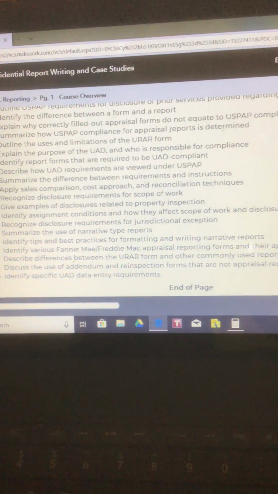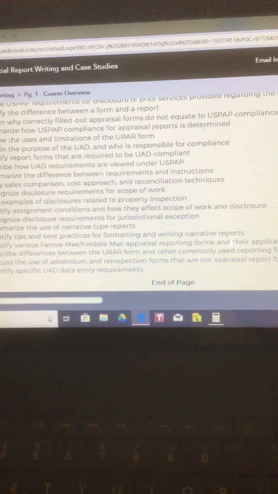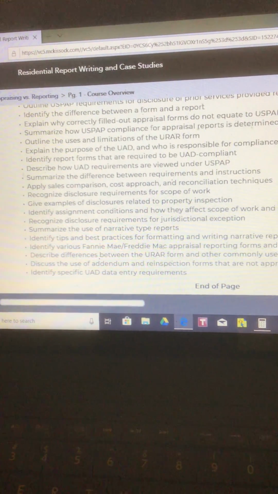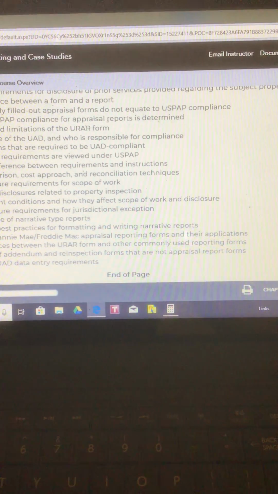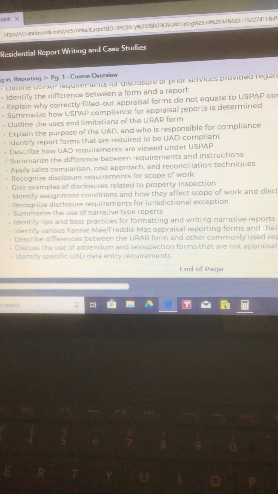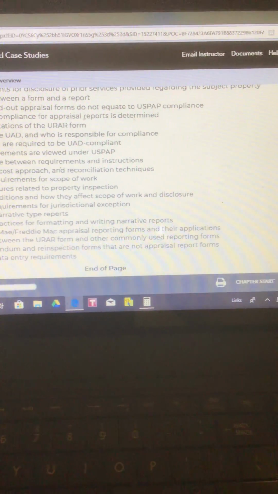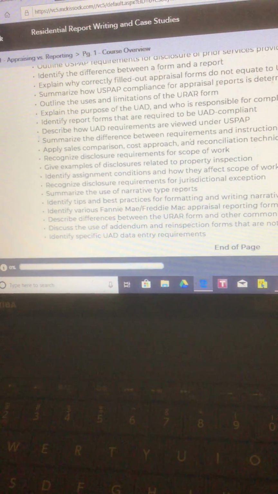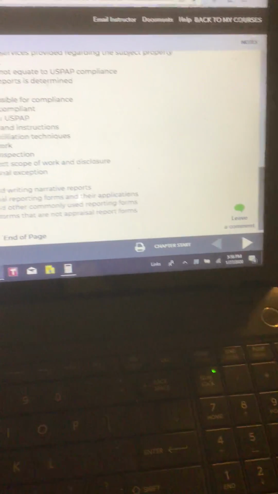Identify various Fannie Mae/Freddie Mac appraisal reporting forms and their applications. Describe differences between the URAR form and other commonly used report forms. Discuss the use of addendum and reinspection forms that are not appraisal report forms. Identify specific UAD data entry requirements.